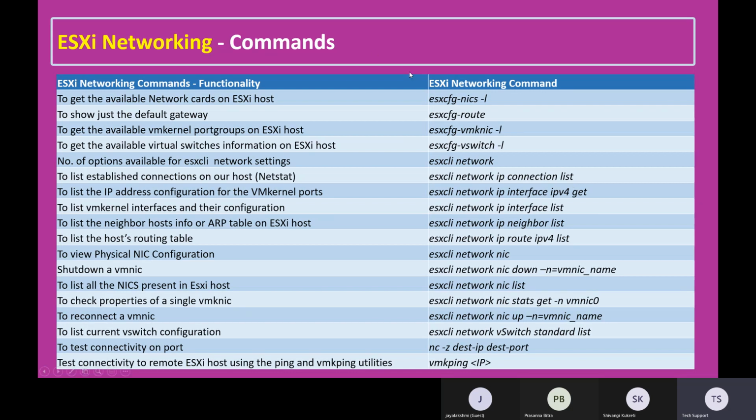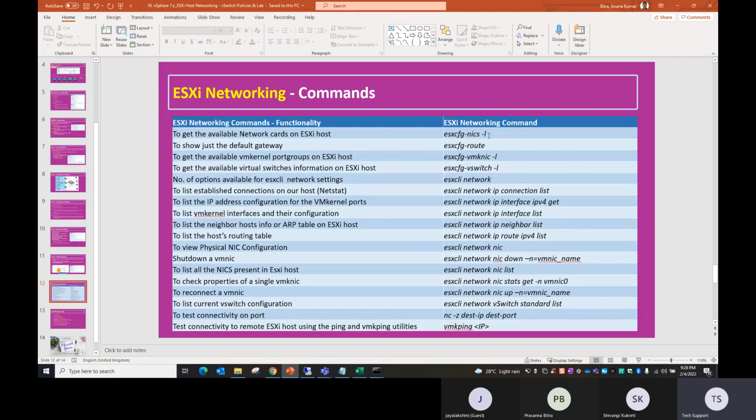Suppose I use the first one, esxcfg-nics -l. NICs means network interface cards, and -l means list, the same information I mentioned here. It gets the available network cards. Network card or network interface card, NIC, anything we call NICs only. So to get your available NICs information on the ESX host, we can run this command. Suppose you want to verify this command quickly, we'll verify from the ESX host level.